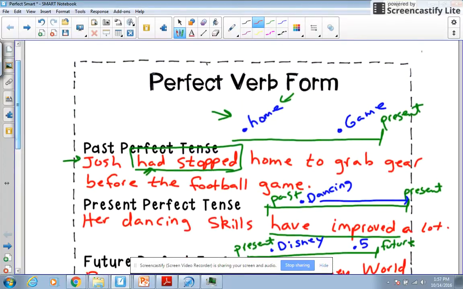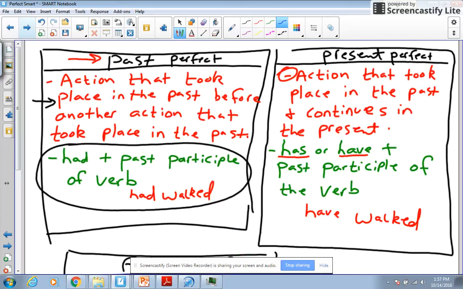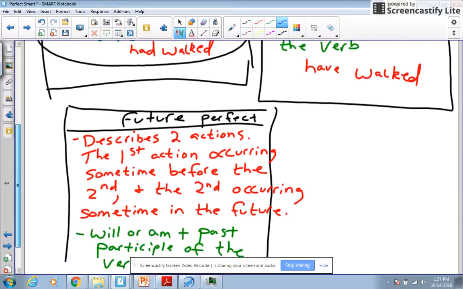So if we look at a sentence for an example, we're just going to focus on this sentence right here. Her dancing skills have improved a lot. So notice how we're focused on this have improved, and it does have our keyword have. And what we're saying here is way back a few years ago, her dancing skills started to improve, and are continuing to improve even up right now in the present. So again, this just gives us a little bit more detail when things are happening. That takes us to the future perfect tense.